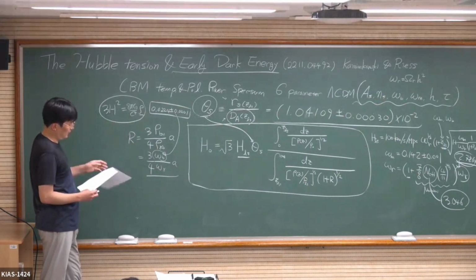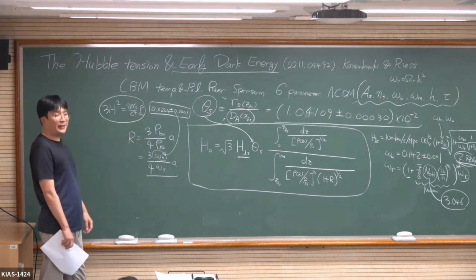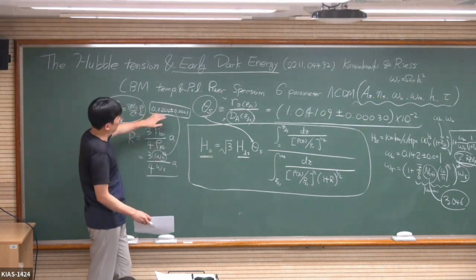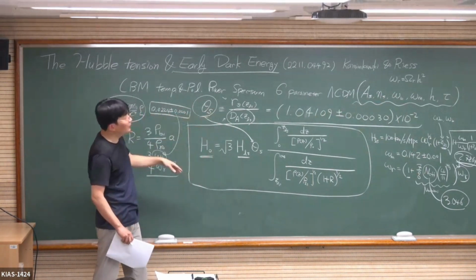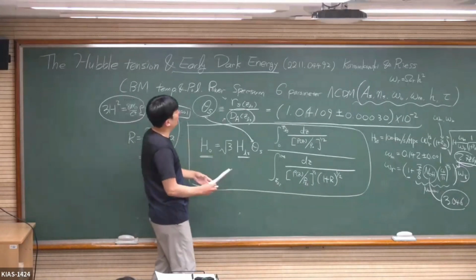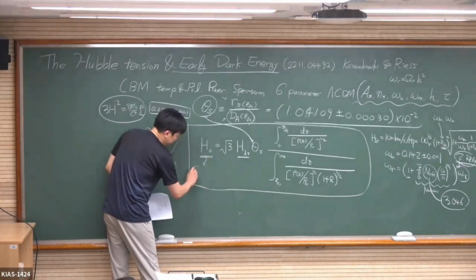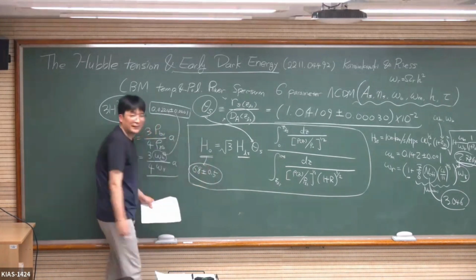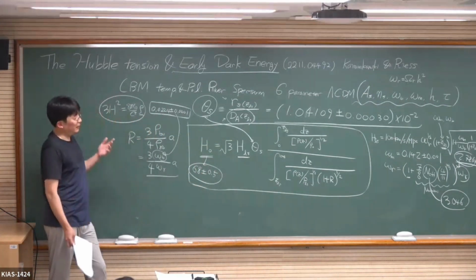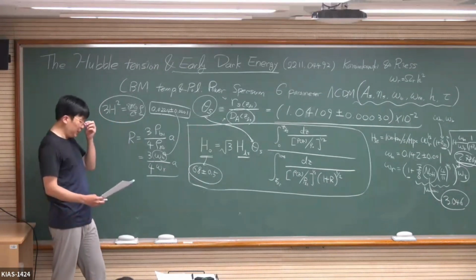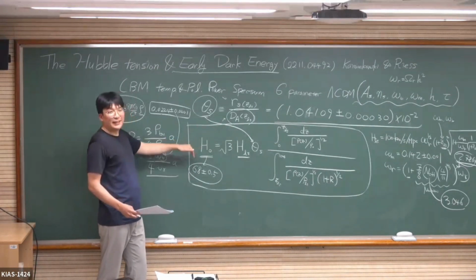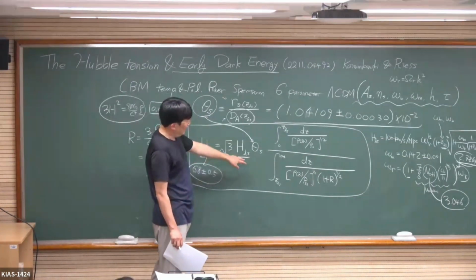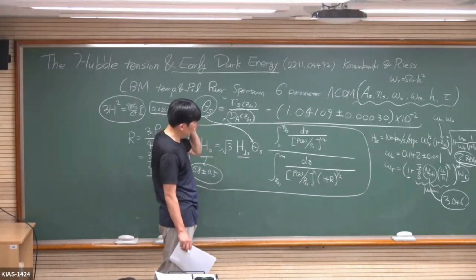Good. Now, let's think about how to make this H naught. If you include this face value, the central value, then you get 68 plus minus 0.5. So then the game that you can play is, okay, I want to raise this thing. What are the possibilities? Can I do it?